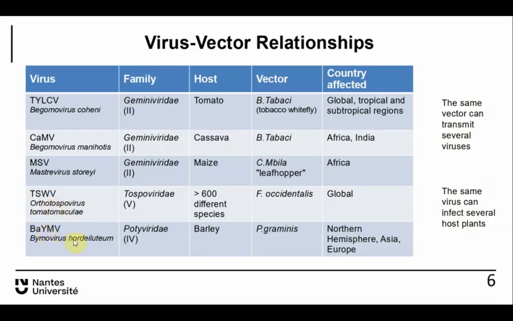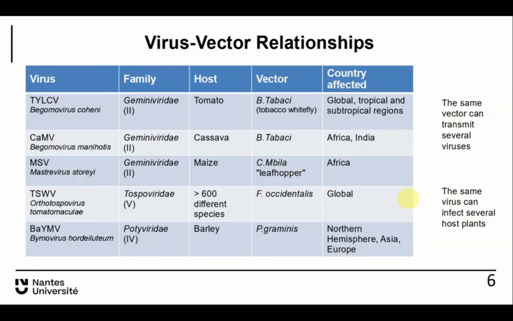Same kind of thing here. So Hordeum for barley and Lycopersicum for tomato. Okay, so these are the viruses, these are the host plants, and these are the associated vectors. So the countries or the regions that have a problem with a particular virus depend on where the host plant is cultivated and where the vector can survive.